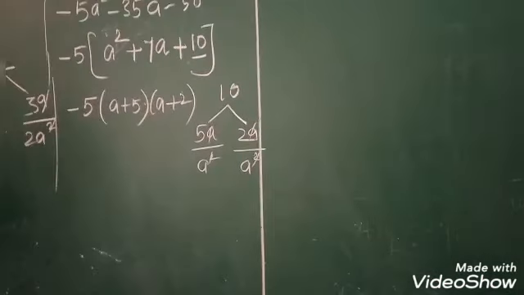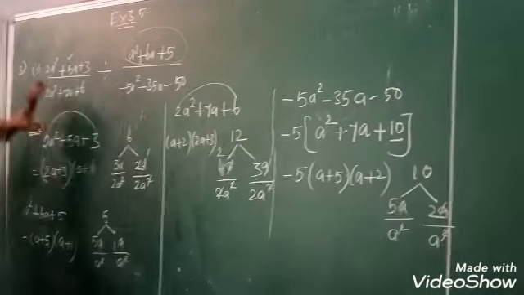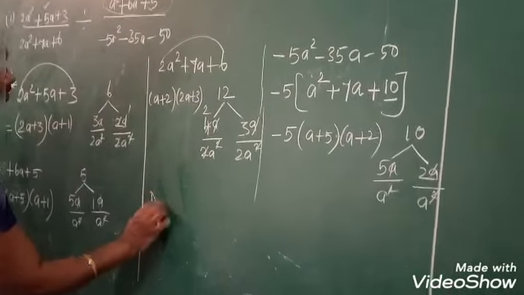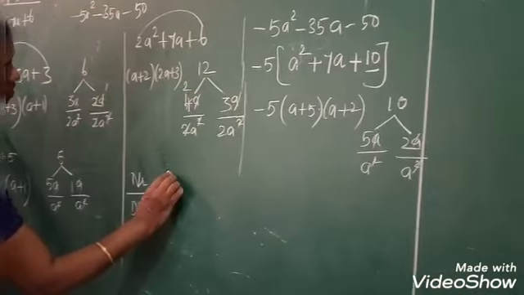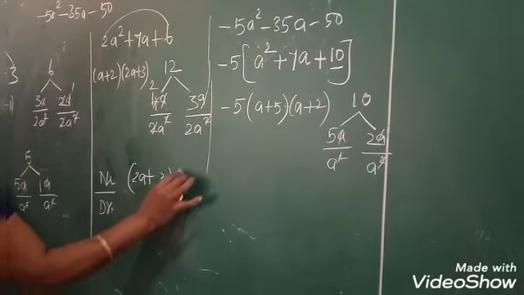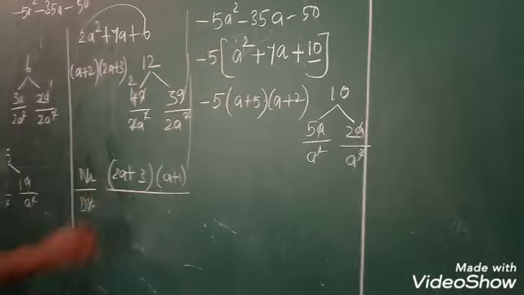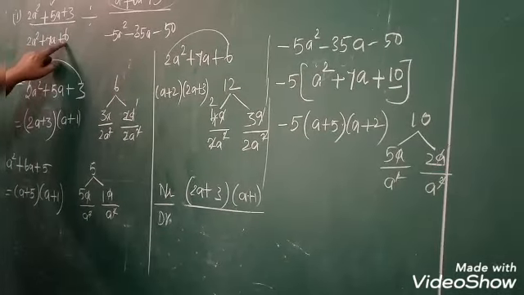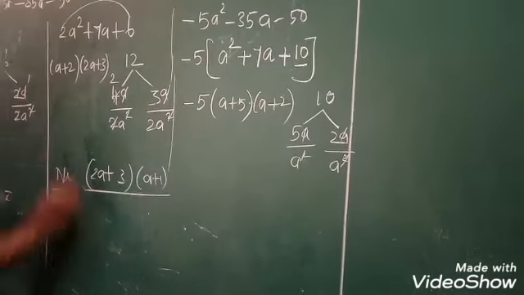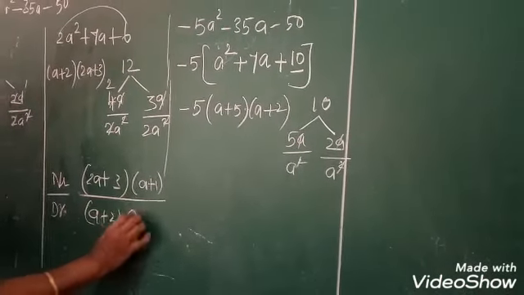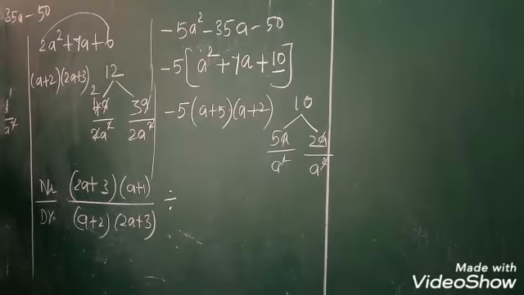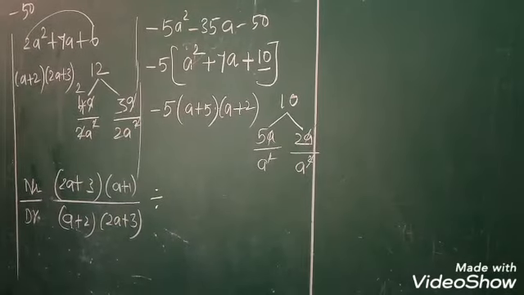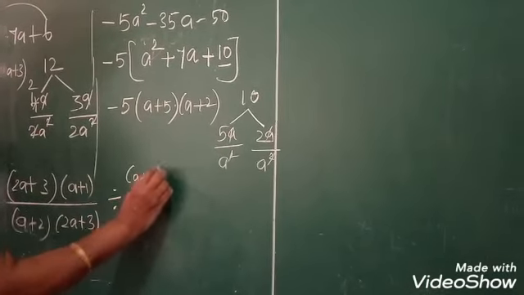Now you have to apply in the sum. In the numerator and the denominator you have to apply, girls. 2a squared plus 5a plus 3: what are the factors? Yes, 2a plus 3 into a plus 1. Divided by 2a squared plus 7a plus 6. Where, girls? Yes, here. What are the factors? Yes, a plus 2 and 2a plus 3. Then the symbol is the division symbol. Now a squared plus 6a plus 5: what are the factors? Yes, a plus 5 and a plus 1.